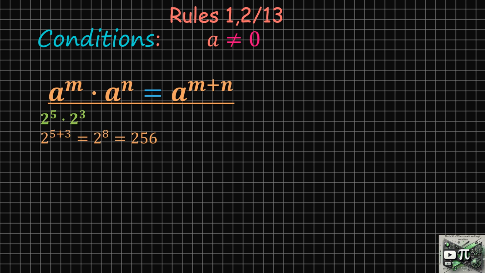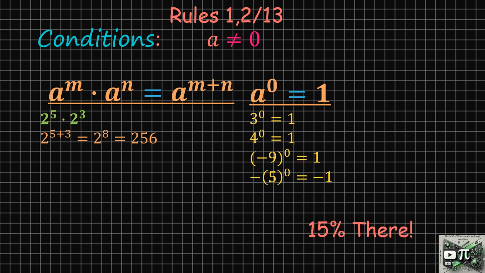For example, if I have 2 to the 5 times 2 to the 3, I can just add up the exponents as the bases are 2. So I get 2 to the 8, which is 256.